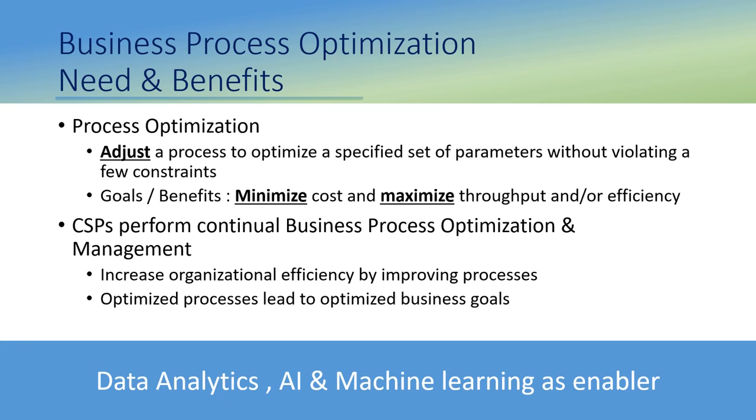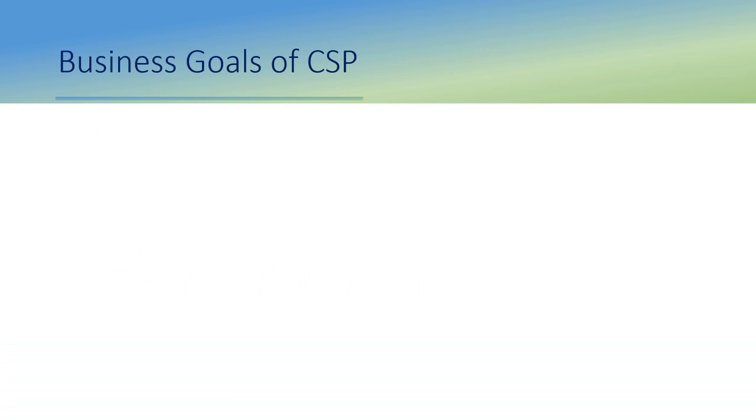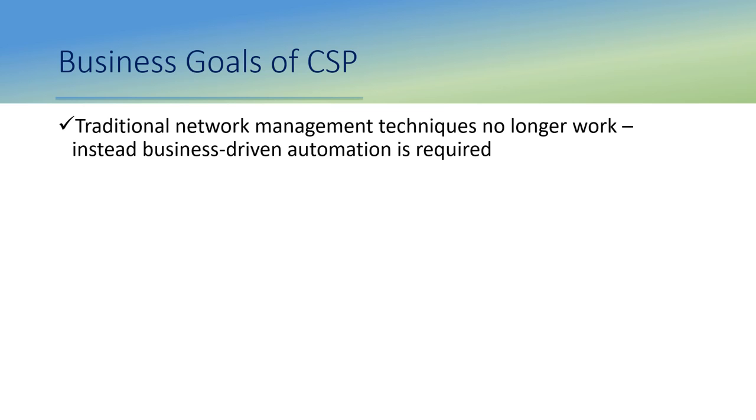Data analytics, artificial intelligence, and machine learning can be leveraged for business process optimization. And from here on, we will review business drivers, principles, and opportunities for data analytics, artificial intelligence, and machine learning as enabler. Organizational efficiency can be looked at in phases across the board, but if we investigate network assurance, traditional network management techniques no longer work. Instead, business-driven automation is required.